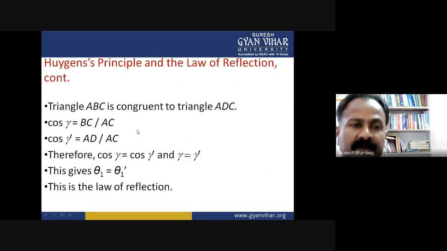From the geometry, triangle ABC is congruent to triangle ADC, so we get the relationship cos gamma equals BC by AC, and cos gamma dash equals AD by AC. Therefore, cos gamma equals cos gamma dash, and gamma equals gamma dash. This gives theta 1 equals theta 1 dash. This is the law of reflection, which we had already done.